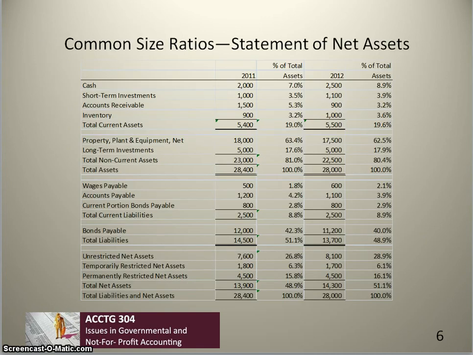Examples of the calculation of common size ratios for the balance sheet for a not-for-profit would look like this. Here you see for both years 2011 and 2012, every item on the balance sheet has been divided by total assets and converted into a percentage. So for instance, cash in 2011 was equal to 7% of total assets. In 2012, it had risen to 8.9% of total assets, and so on.